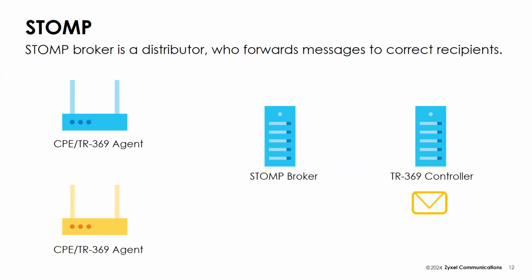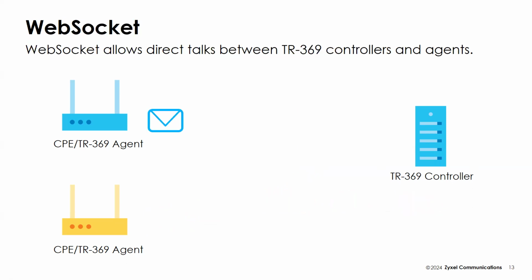Okay. And when we want to use WebSocket as an MTP, we can see that compared to the previous MQTT and STOMP, the topology is much simpler. We don't need to set up a broker between an agent and controller. So when we use WebSocket as MTP on our CPE devices, our CPE devices can send a message directly to the controller, like this animation.